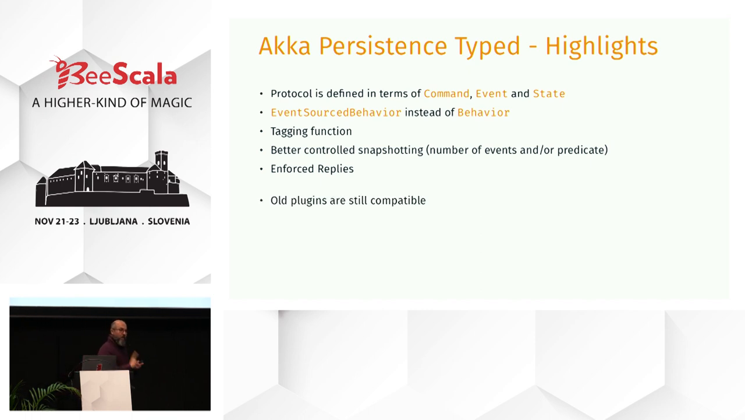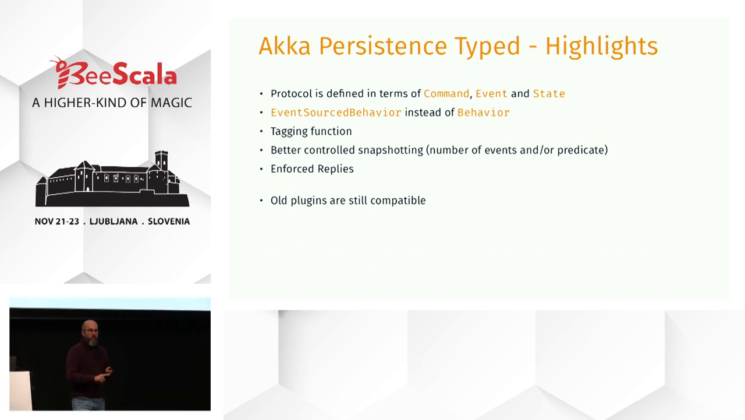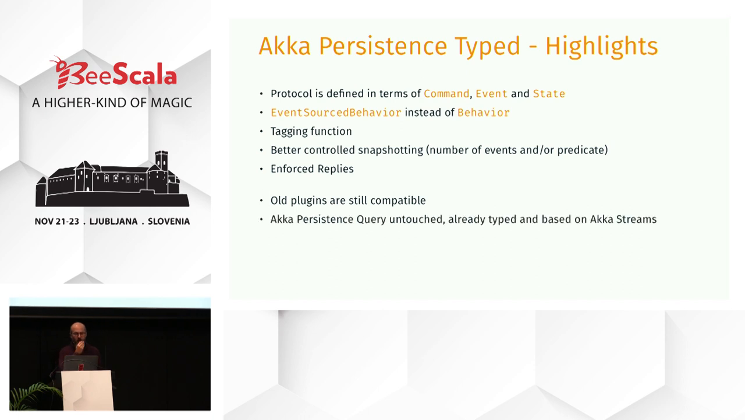Now, important is that the existing plugins, the existing journal, if you have Akka Persistence in production, that's all compatible. Nothing changed. You don't have to change your plugin. It's just the higher level API for the user that changed. The underneath is the same. The plugins architecture didn't change. And Akka Persistence Query is untouched. It's exactly the same as before because it was already typed. It's based on Akka Streams, and Akka Streams is typed, so there is no change there. So now we have types on both sides.